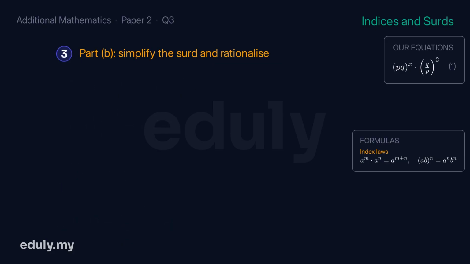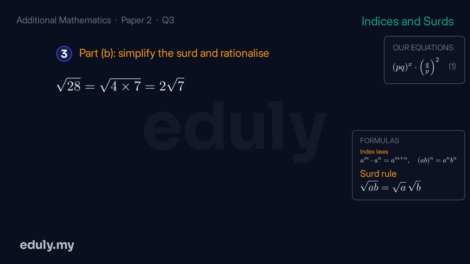Step 3. Now for part B. A quick heads up, the P and Q here are new, different from the ones in part A. Let us start with the surd. To break the surd apart, we use the surd product rule. 28 is 4 times 7, and the 4 comes out as a 2.